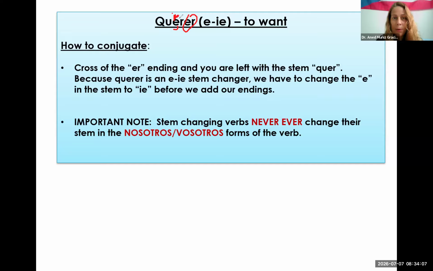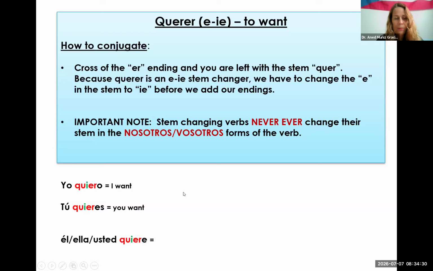Oh my God, I can barely write here. Except nosotros and vosotros. If we use vosotros, they never change. But everything else is going to have it, right? Yo quiero. It's not yo querro, it's yo quiero. And you see here we add, well, e to ie, but the r stays there. So this is what you're adding or changing.